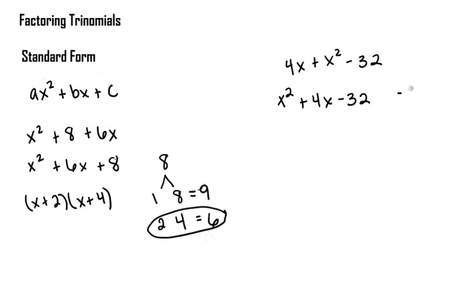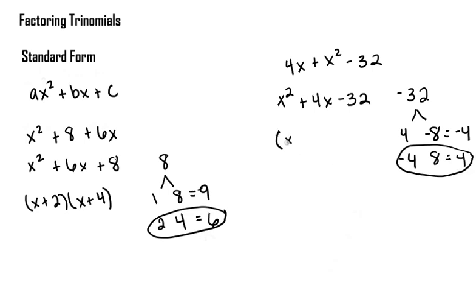What are the factors of negative 32 that add to be positive 4? 1 and 32 is not going to work, and neither is 2 and 16. However, let's try 4 and negative 8, and negative 4 and positive 8. 4 plus a negative 8 is negative 4, and negative 4 plus 8 is a positive 4. So we know that this is our factor, and we write x minus 4 times x plus 8.